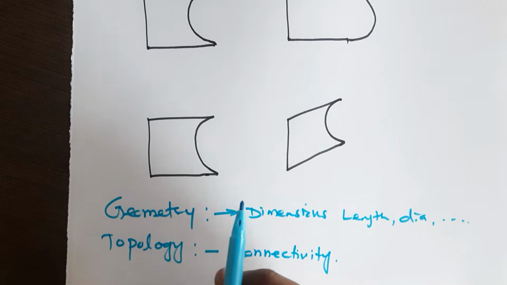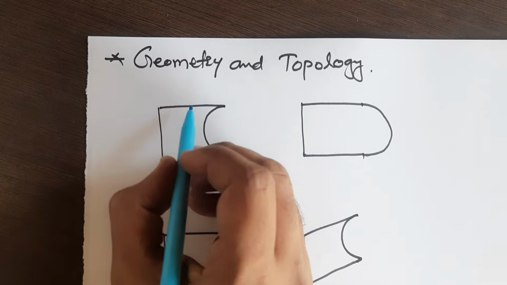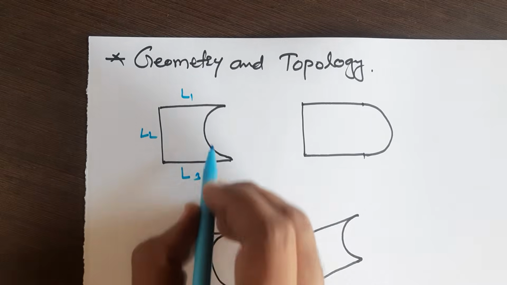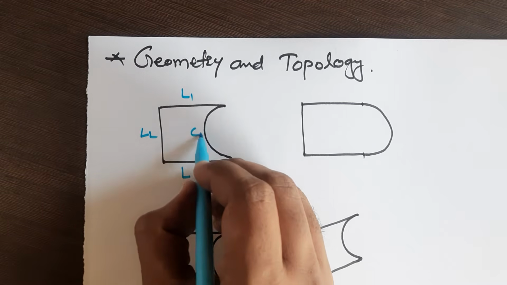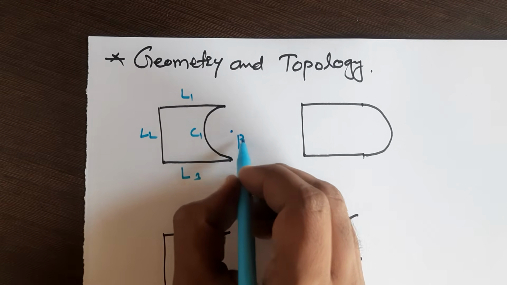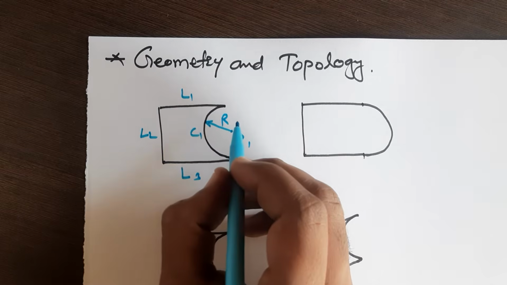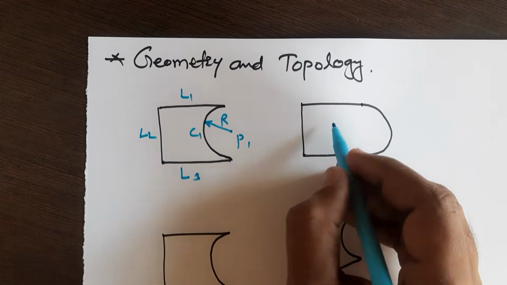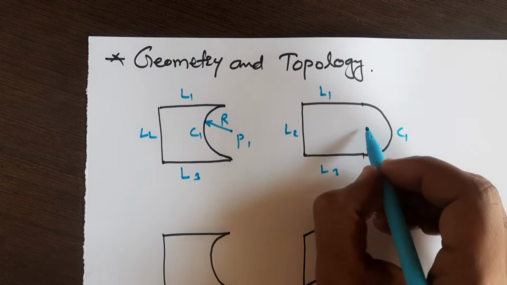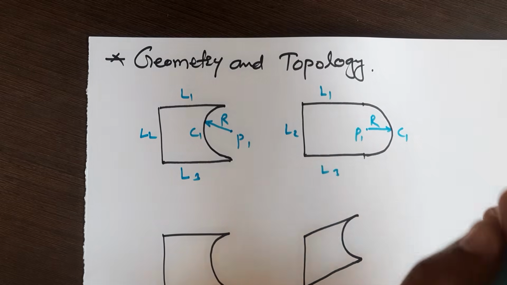Okay, so for example, if we have taken this geometry, let us say here this length is L1, this length is L2, this length is L3, and this circle is, let us say, C1, and here the center of the circle is somewhere here, let us call it point P1, and this is the radius of the circle, let us say R. Okay, the similar thing here: L1, L2, L3, C1, P1, and this is R radius.